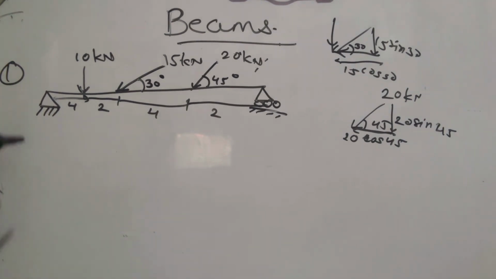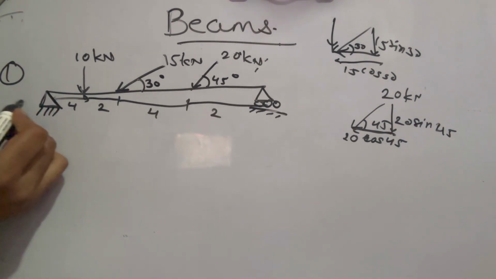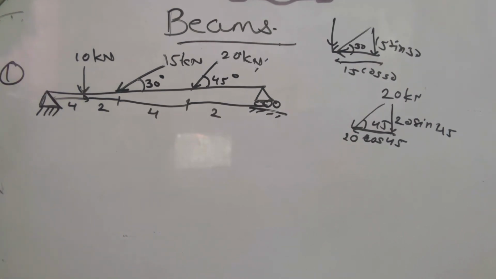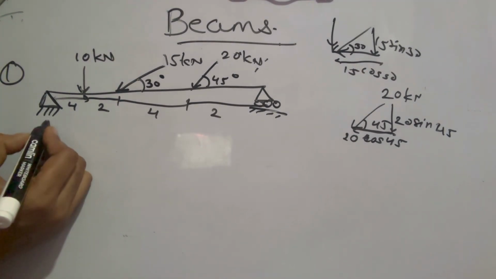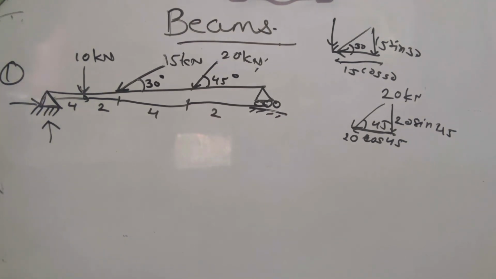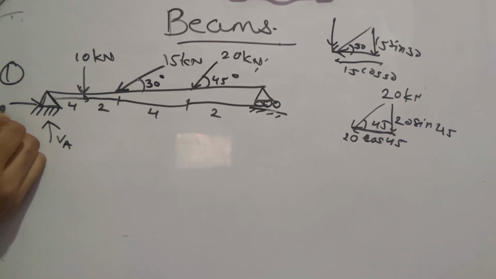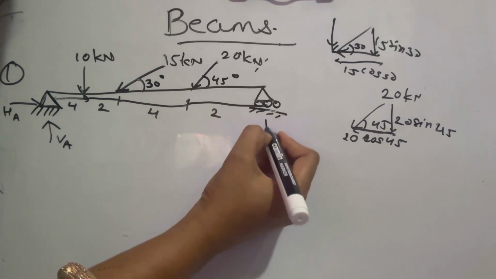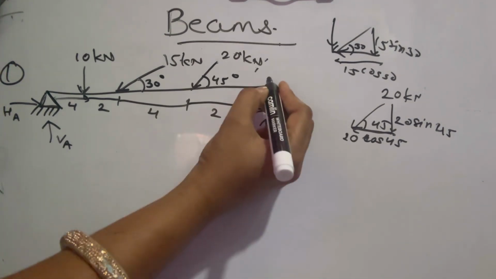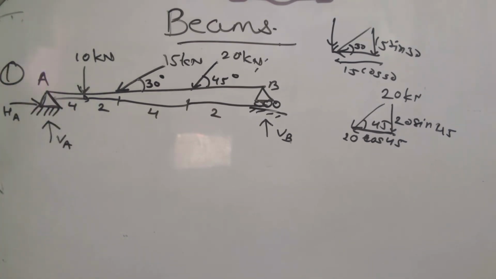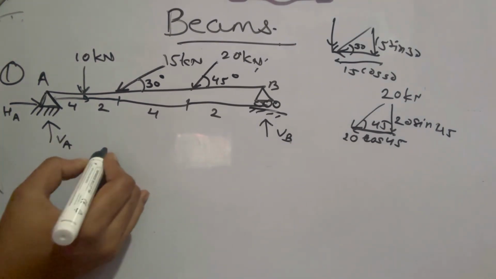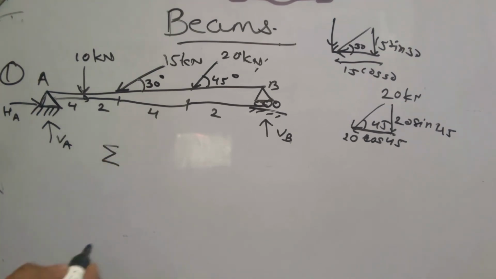Now the first thing is to see what type of supports are given. This is a hinge support. So at the hinge support you have two reactions, that is the vertical and the horizontal reaction. So this is VA, this is HA. Okay. And the roller support has only one, that is V. If this is point B, this is point A. Okay. Now we have to see the equilibrium condition. What is the equilibrium condition?